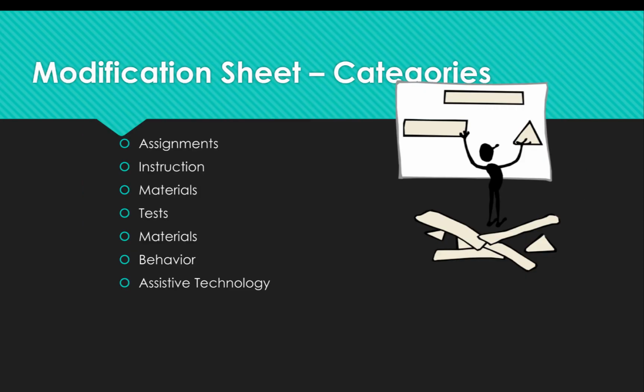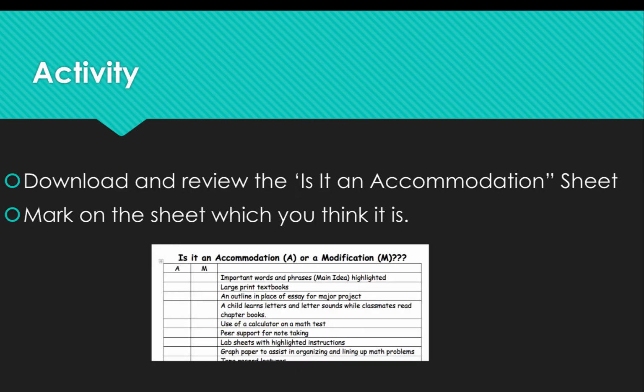Now, these are the modification sheet categories. And remember, modifications are content changes, so we need to be very aware of those. Now here's the activity. Once you've downloaded the Is It an Accommodation sheet, start working through it and mark the ones you think are an accommodation and the ones you think are a modification. You can pause the video and do that now, or you can just do it as we go through.